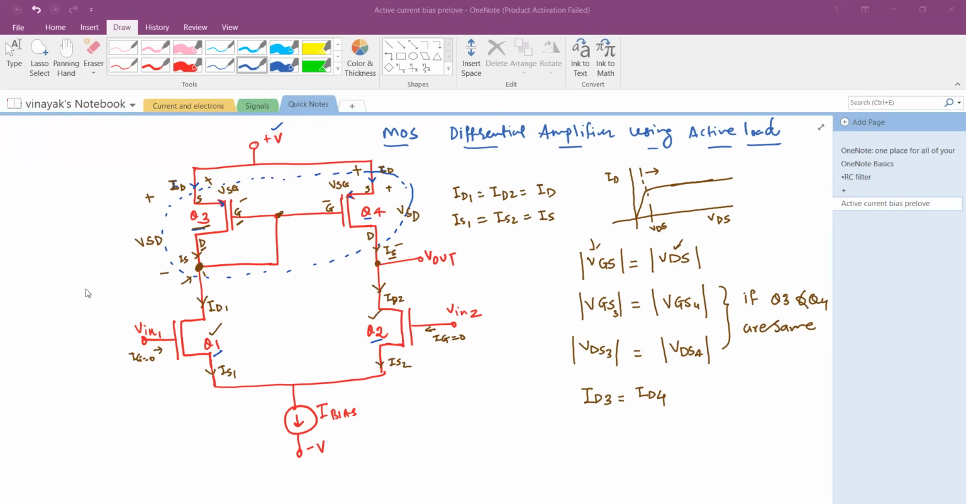I have forgotten to draw the arrow here. So let me do that. The direction of the arrow indicates the current flows from the drain to source. Okay, here the direction of the arrow indicates the current flows from source to drain because they are complementary transistors. Q3 and Q4 are complementary to Q1 and Q2.